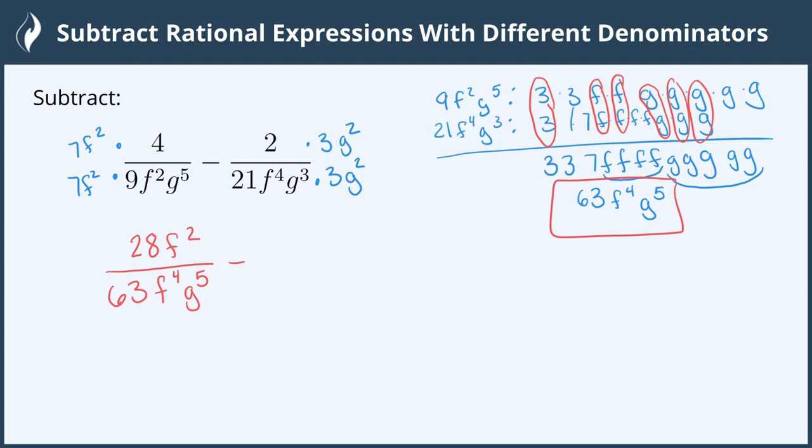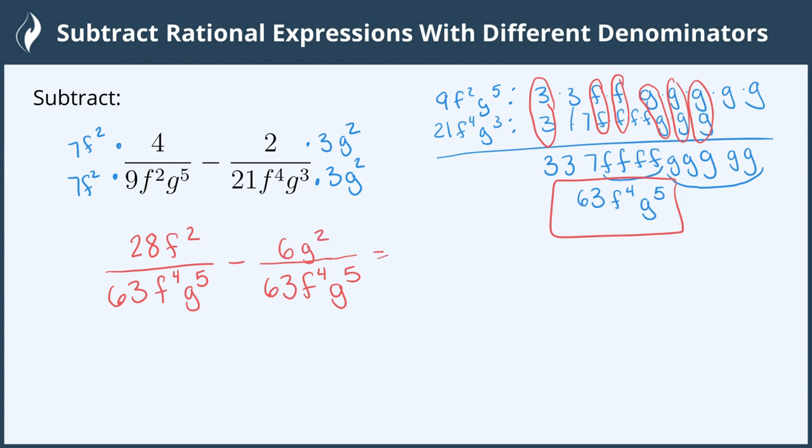Then we're going to subtract. On the second one, 3 times 21 is 63. We have f to the 4th, and then we have 3 g's and 2 g's, so that gives us g to the 5th. Again, matching the lowest common denominator, which is exactly what we wanted. On the numerator, we have 2 times 3, which is 6, and we have the g squared.